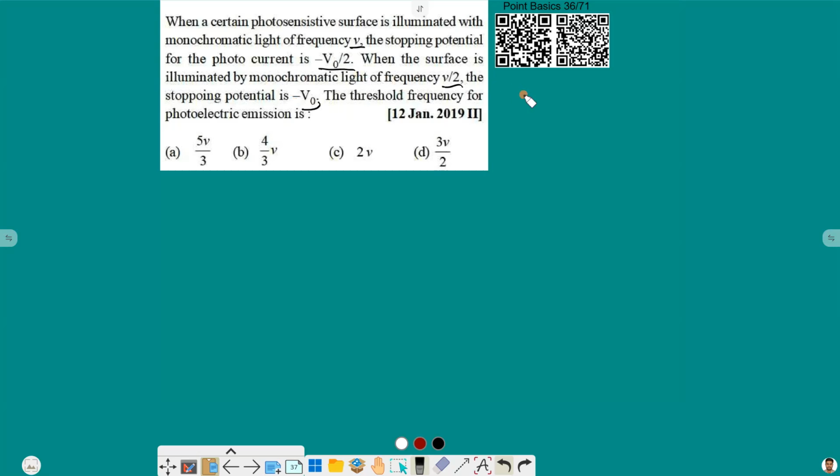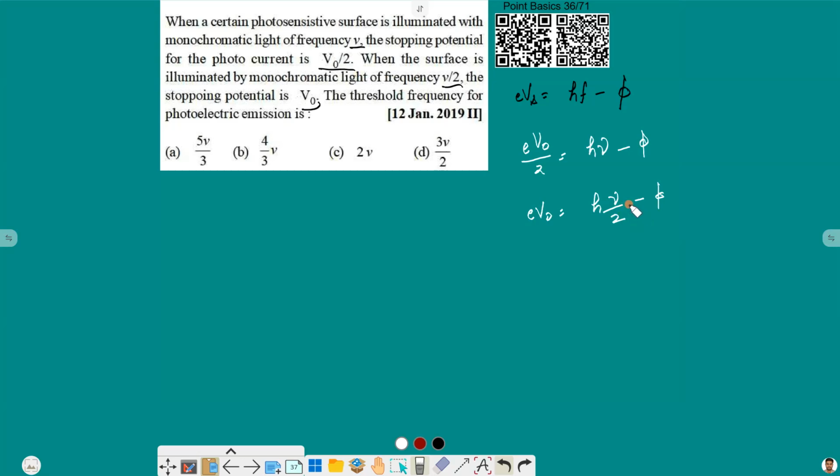So we know that E times V, from the photoelectric effect, is equal to h f minus phi. If I use this, initially frequency is nu and stopping potential is V naught by 2. There is no negative, I think it is just a typing mistake. So E times V naught by 2 is equal to h nu minus phi. For the second time, it is E times V naught is equal to h nu by 2 minus phi.